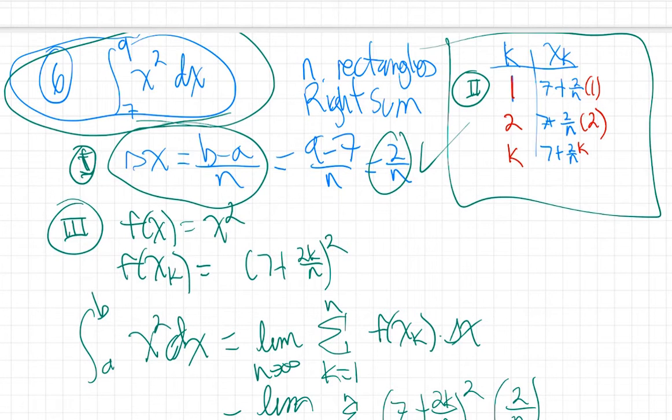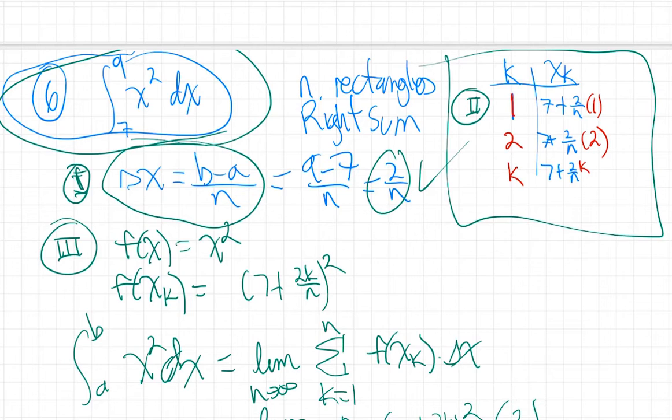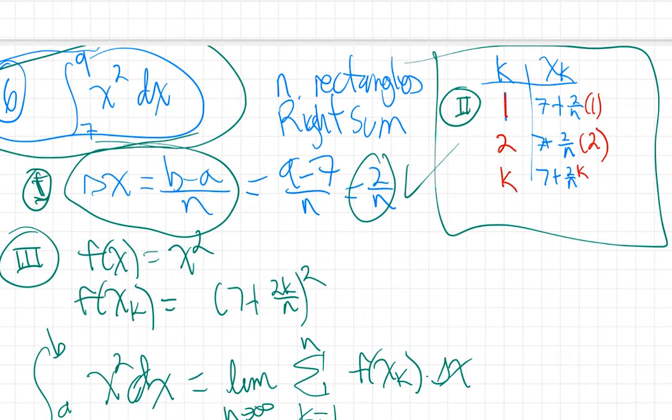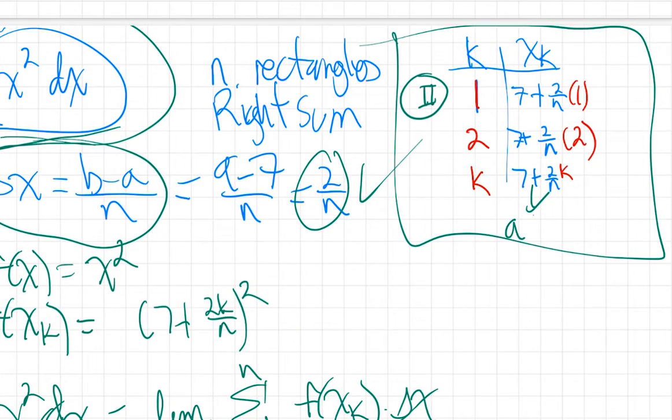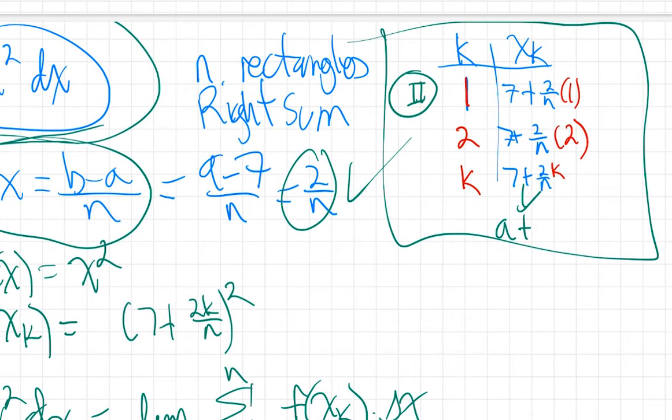So we know that xk starts at 7. The x value starts at 7, and so the general formula for this is a plus b minus a over n times k, right?